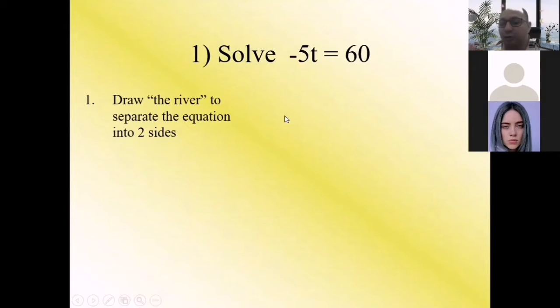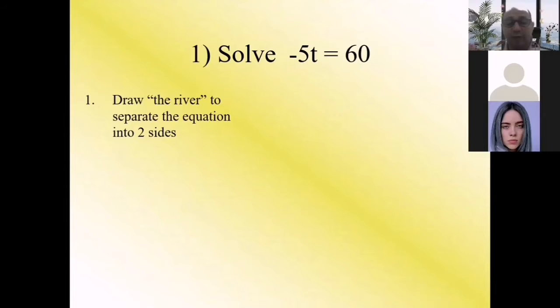Okay, how are we going to solve this equation? Draw a river to separate the equation into two sides. After that, the second step. What does negative 5t mean? A mathematical expression. It means minus 5 multiplied by any number. Excellent. Minus 5 multiplied by any number.